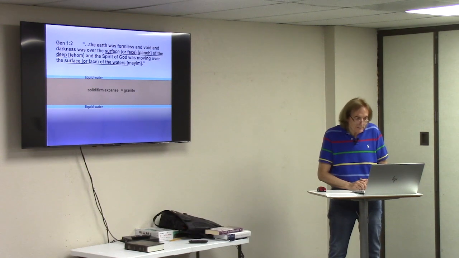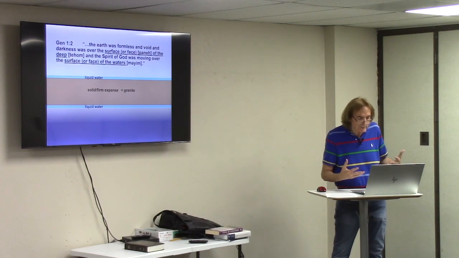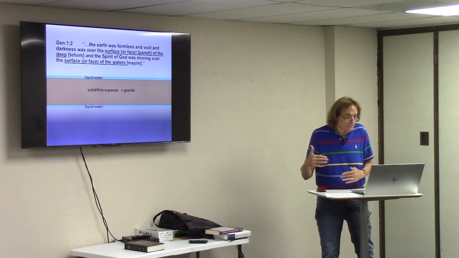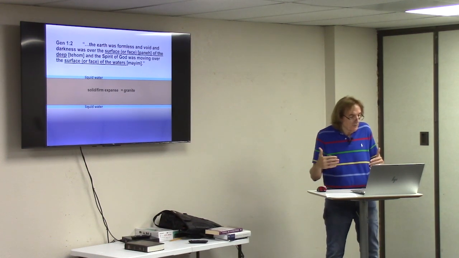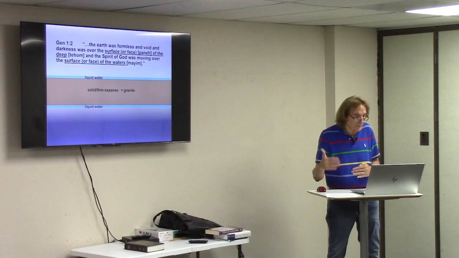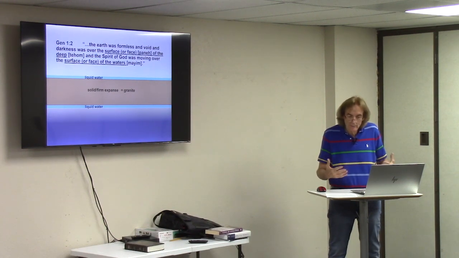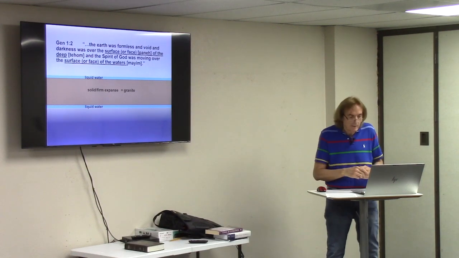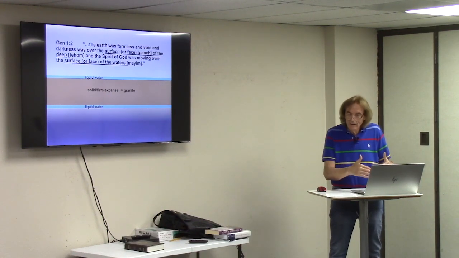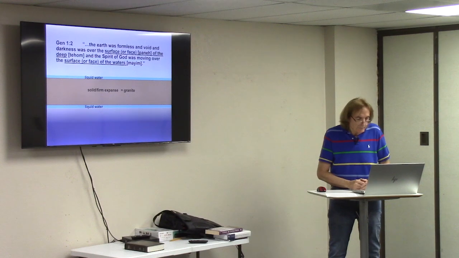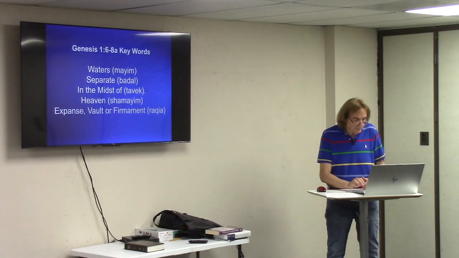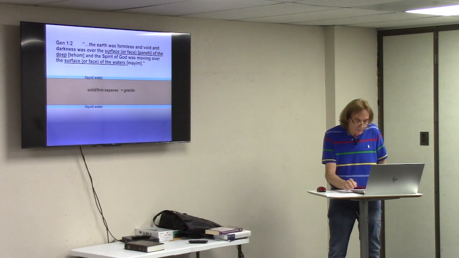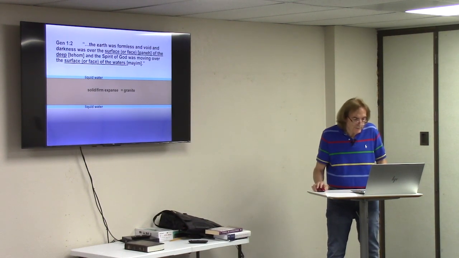So there was an expanse that was created that separated liquid water, and some of that water, about half, was above this solid firm expanse, and about half of it was below this solid firm expanse. And we'll see as we look at these words in this passage that there are words that mean to divide in half or to split in half. So hydroplate theory proposes that this is the starting conditions.